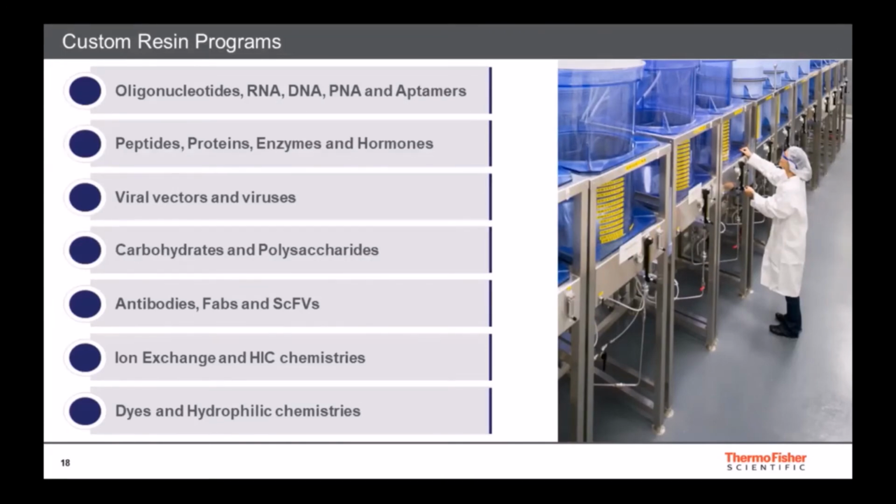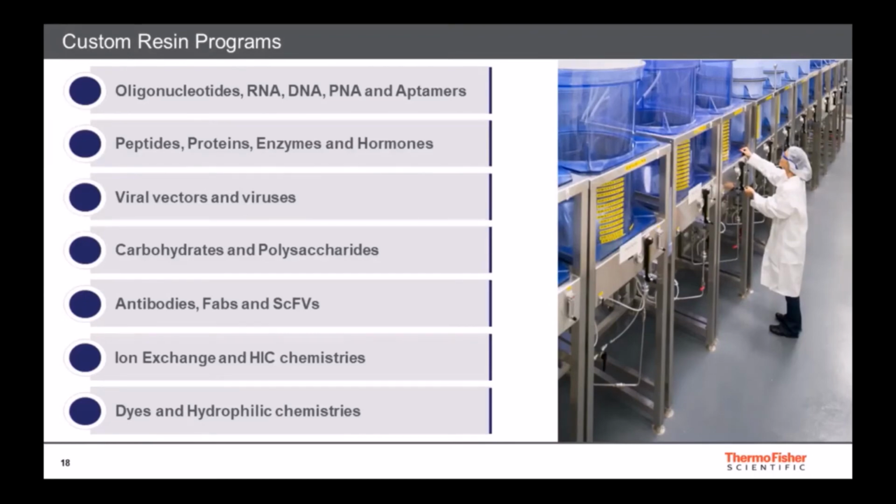Viral vectors and viruses for vaccines and gene therapy, carbohydrates and polysaccharides for some very nuanced depletion purposes. We've done functionalization or targets around antibodies, Fabs, and Fc fusions. We do a lot of work on ion exchange and HIC chemistries, either modifying existing chemistries that Poros has in its portfolio or using new, novel ones that customers may need. And then lastly, some dyes and hydrophilic chemistries, primarily for some depletion purposes.